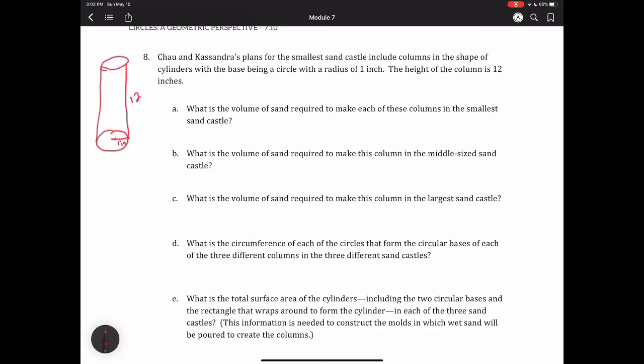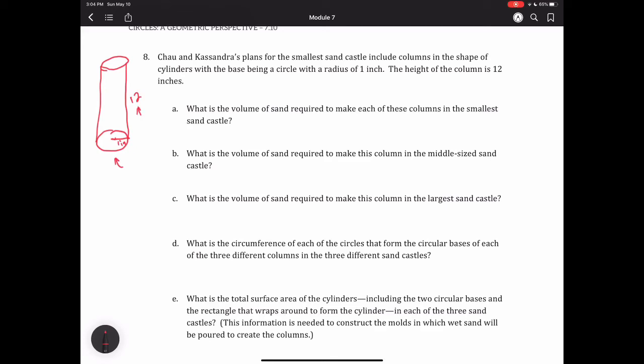Solid sandcastle construction here. So what is the volume of sand required to make each of these columns in the smallest sandcastle? So this is the smallest sandcastle. So we need to find the volume, and the way you find the volume, and this is just a good general rule too, the way to find a volume of a figure is to take the area of the base of that figure and multiply it by the height. So we're just going to look at the area of the circle and then multiply it by the height.